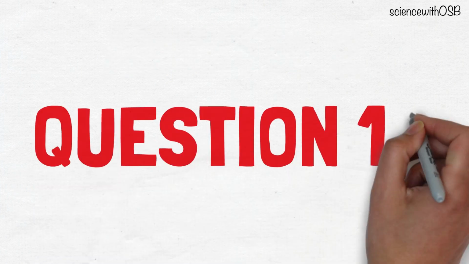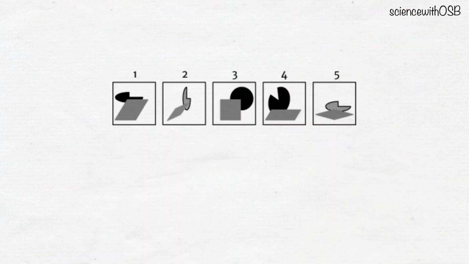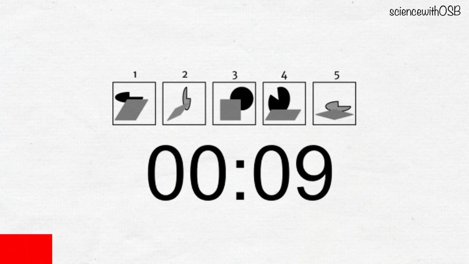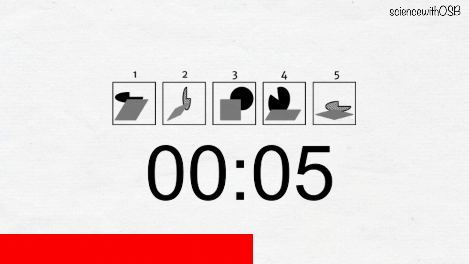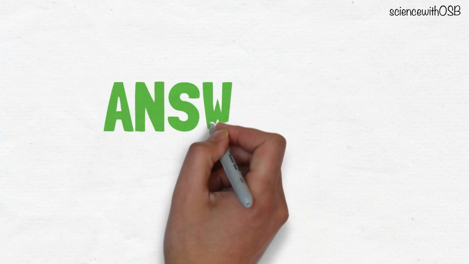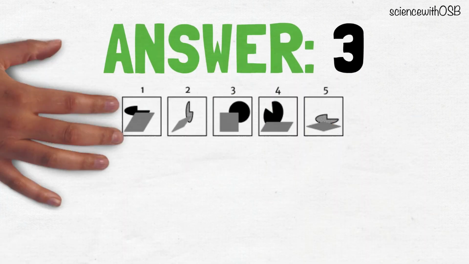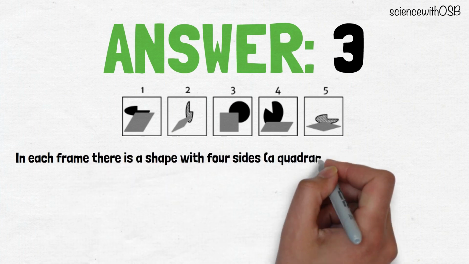Question number 19. Choose the odd one out here. In this question, the correct answer is 3. In each frame, there is a shape with 4 sides, a quadrangle and a circular shape.